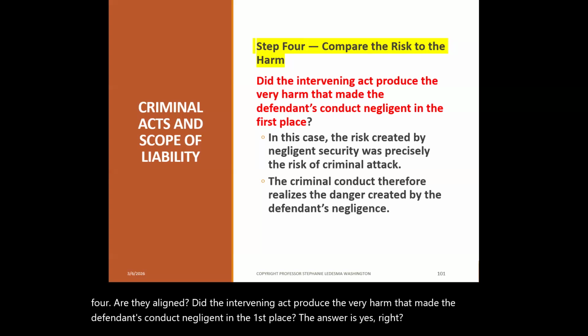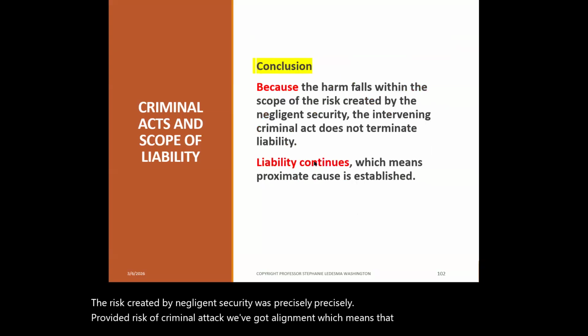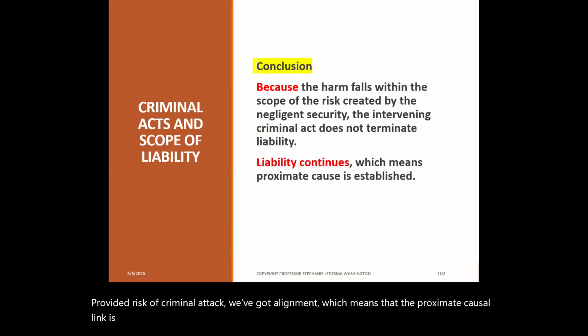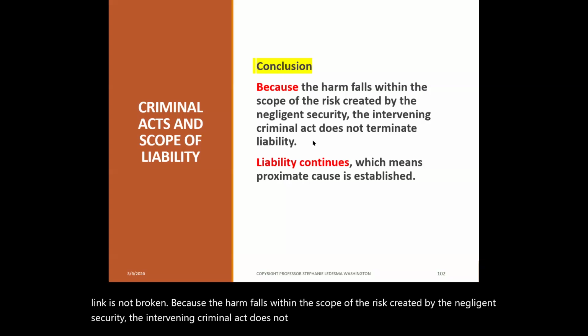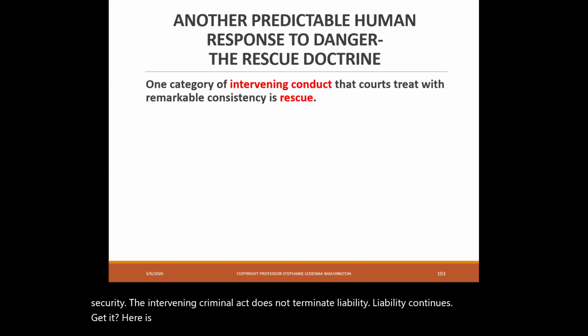The risk created by negligent security was precisely the risk of criminal attack. We've got alignment, which means that the proximate causal link is not broken because the harm falls within the scope of the risk created by the negligent security. The intervening criminal act does not terminate liability. Liability continues. Get it?